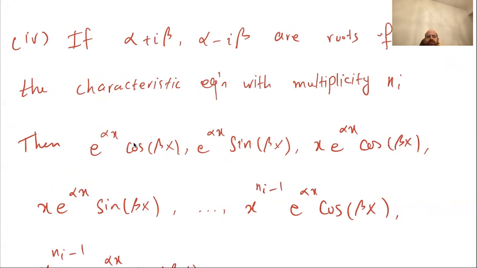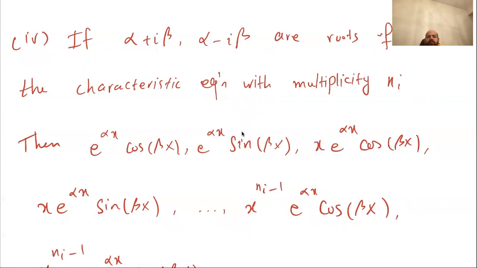Then the corresponding solutions are e to power alpha x cos beta x, e to power alpha x sine beta x, x e to power alpha x cos beta x, x e to power alpha x sine beta x. Because n_i here is 2, n_i minus 1 will be 1, so I just need to consider powers of x all the way to n_i minus 1, which means all the way to 1.